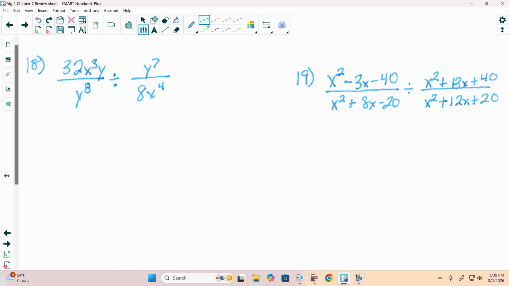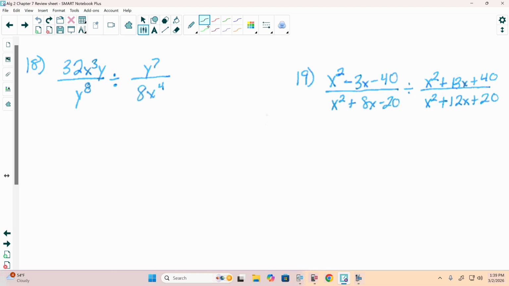All right, guys, let's focus in. So we're going over the review sheet today. We're starting with problem number 19. x squared minus 3x minus 40 over x squared plus 8x minus 20 is being divided by x squared plus 13x plus 40 over x squared plus 12x plus 20.